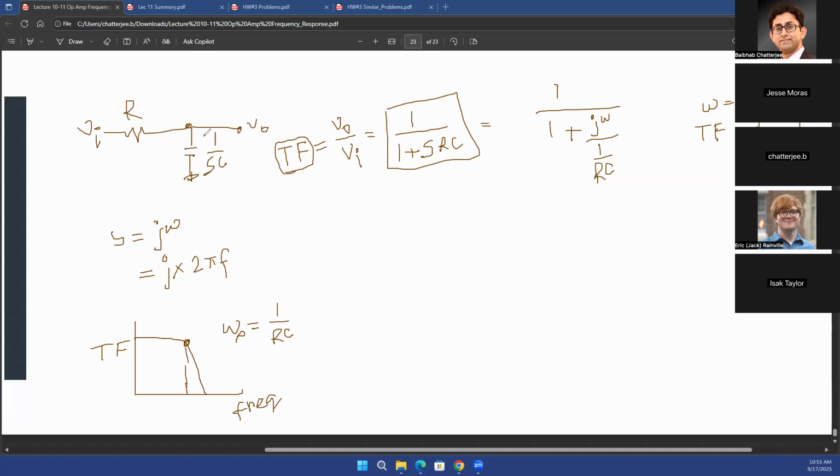Okay. If the capacitor is open at 0 frequency, you basically have whatever input voltage on the left side of the resistor, you have the same output voltage on the right side of the resistor in that case.